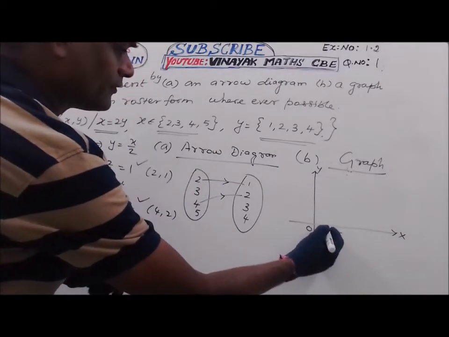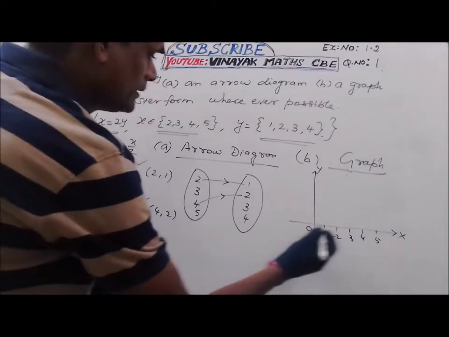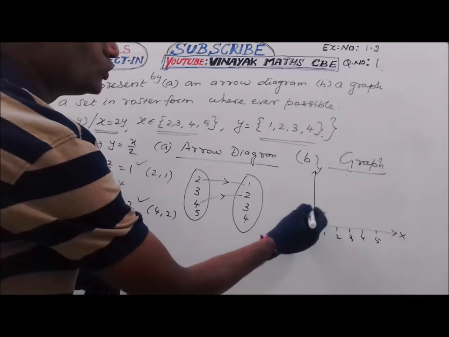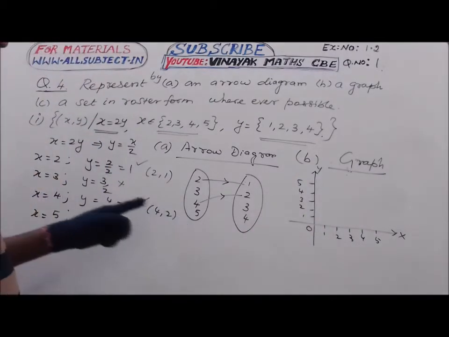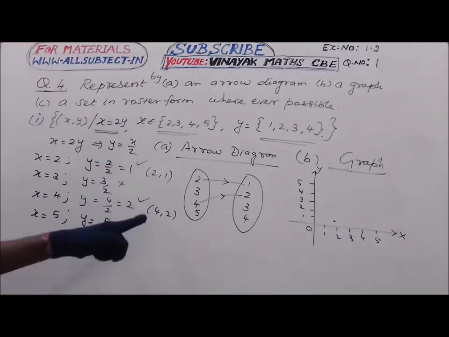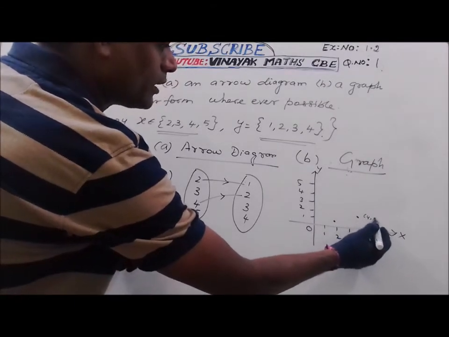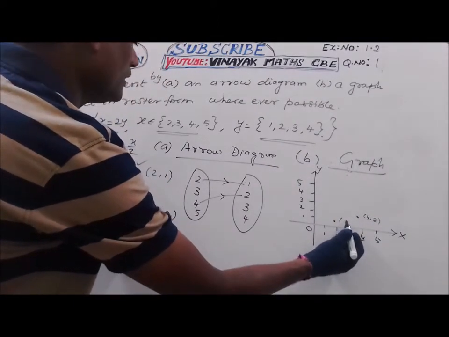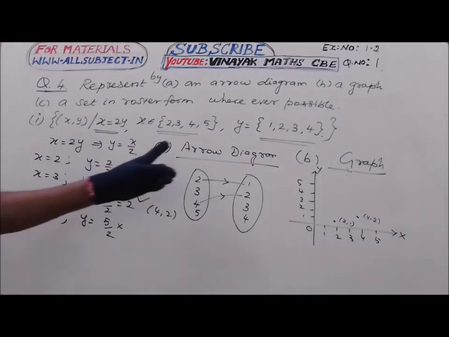This x value is taken from 1, 2, 3, 4, 5, and then here we have 1, 2, 3, 4, 5, and then plotting the points 2, 1 here, and 4, 2. This is 4, 2, and this point is 2, 1, and this is the respective graph of the given points.